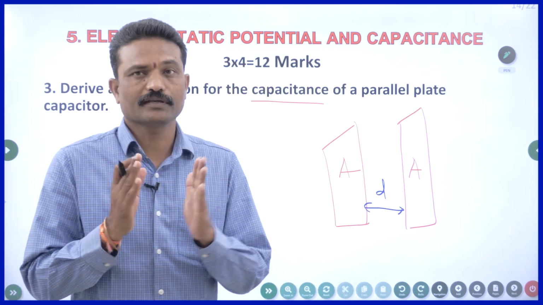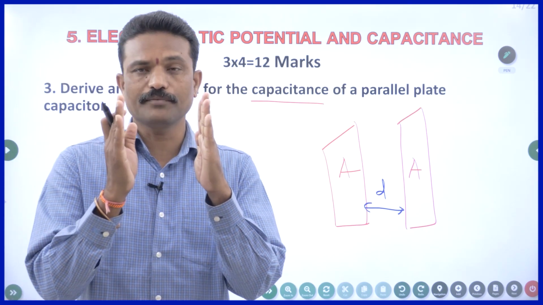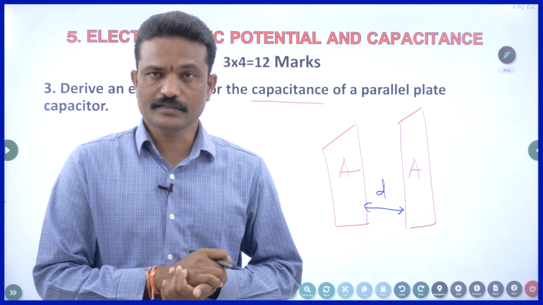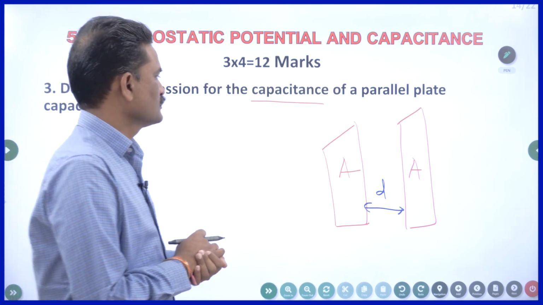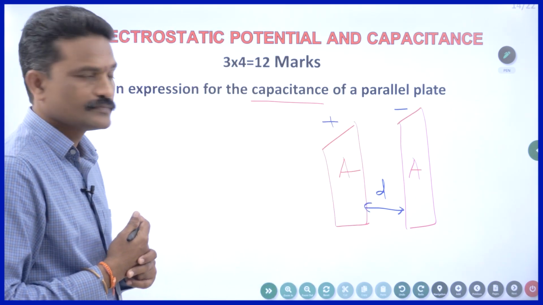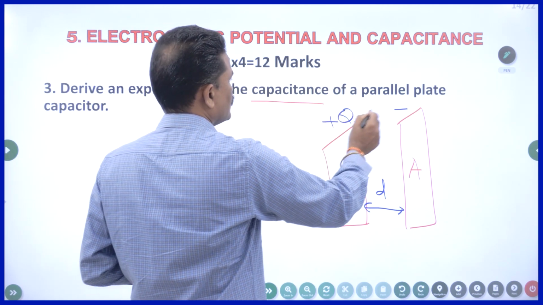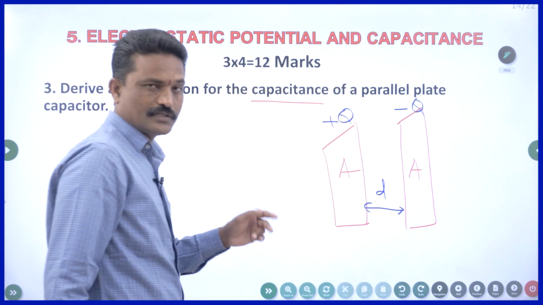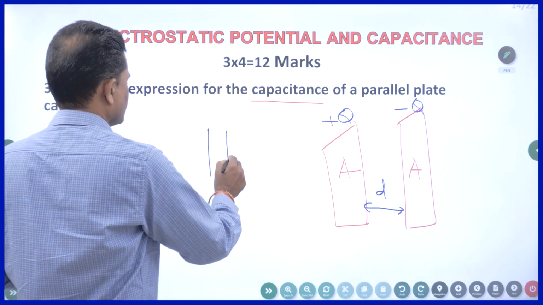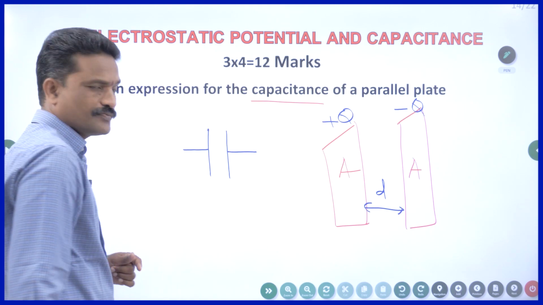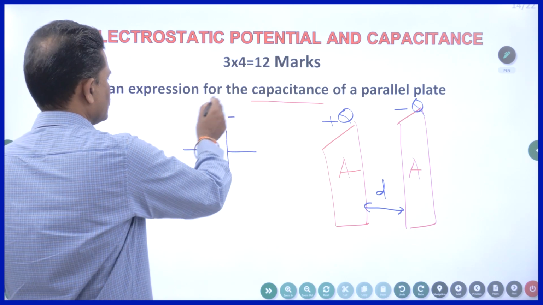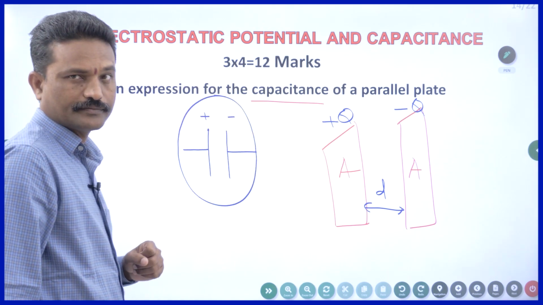Any parallel plate capacitor consists of two metallic plates of the same area placed parallel to each other and separated by a certain distance d. Is this clear? One plate will be charged positive and the other plate negative, and the charges on them are also equal, plus Q and minus Q. This combination is called a parallel plate capacitor. That is the reason why the symbol for this is drawing two lines of the same length. This is plus and this is minus. This is the symbol for a capacitor.